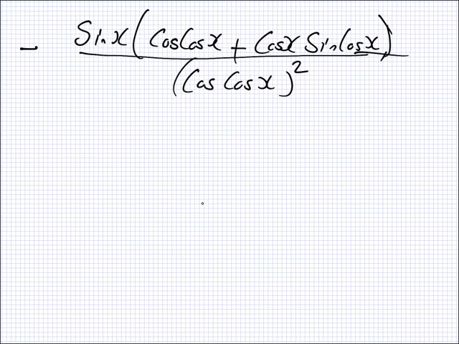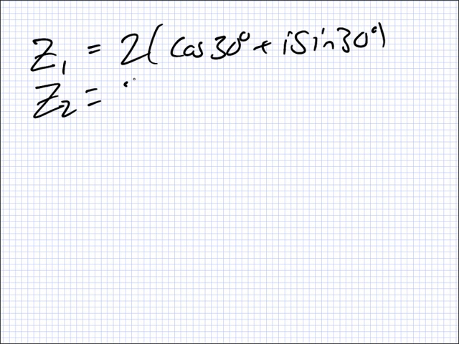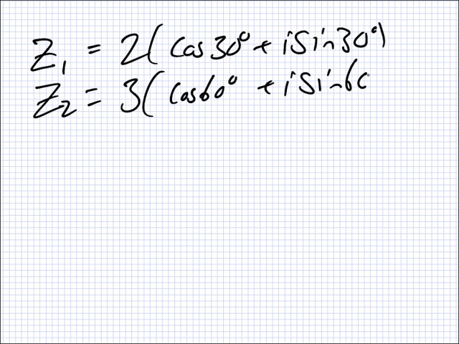What question is it? Number 11, sir. I don't have it in front of me. Can you read it out? Oh, is that the one with the cos sign in it? Yeah. Right, read it to me. Z1 is equal to 2 bracket cos 30 degrees plus i sine 30 degrees. And Z2 is equal to 3 cos 60 degrees plus i sine 60 degrees. And which part do you need help with? F. Calculate Z1 over Z2.